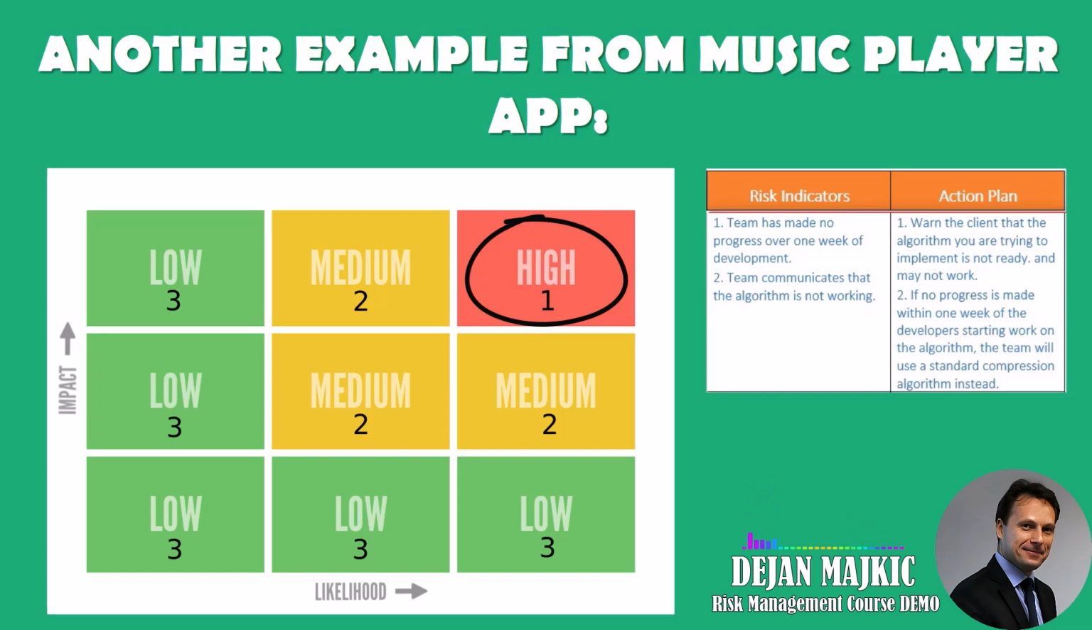You could also have a backup plan if the algorithm doesn't work. In this case, you could decide with your developers that if no progress is made within 1 week, they start work on the algorithm they will use as a standard compression algorithm instead. So don't forget to tell your clients about this backup plan so they aren't left wondering what would happen if the algorithm is unsuccessful. If you do this for all the risks that you have categorized as 1 or 2 in your project, you will be much more likely to see your project succeed.